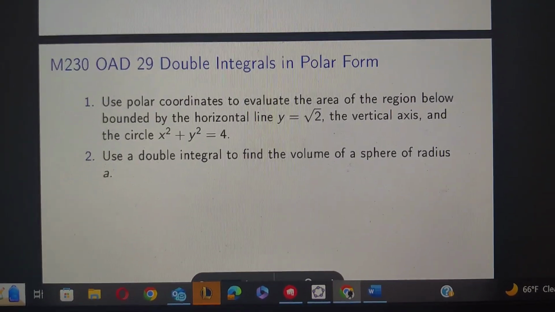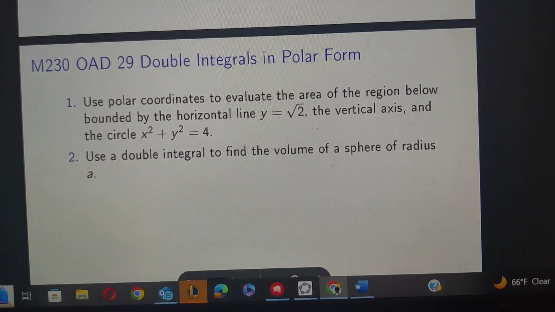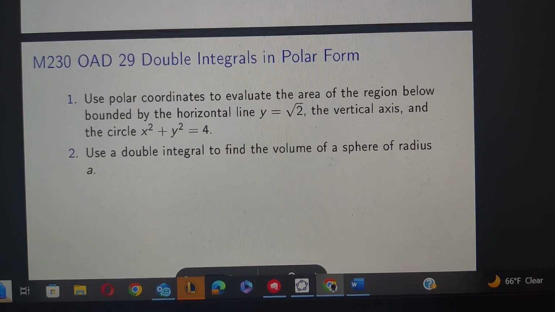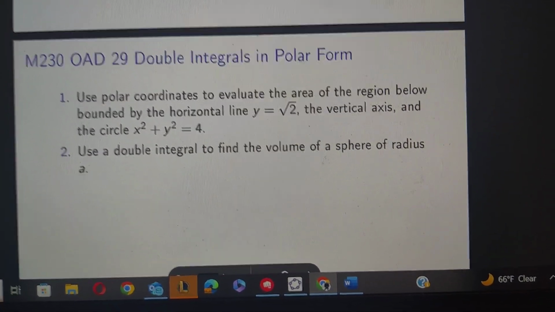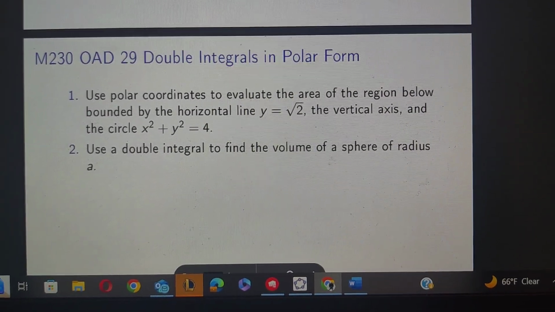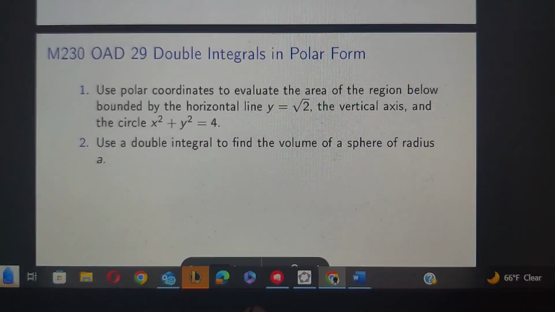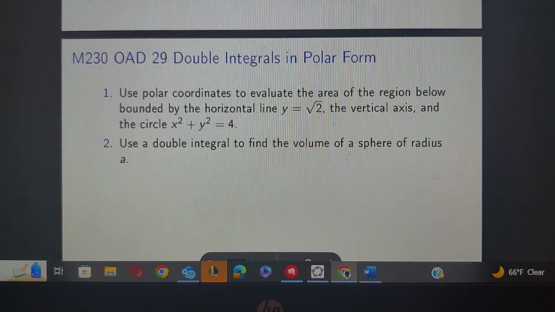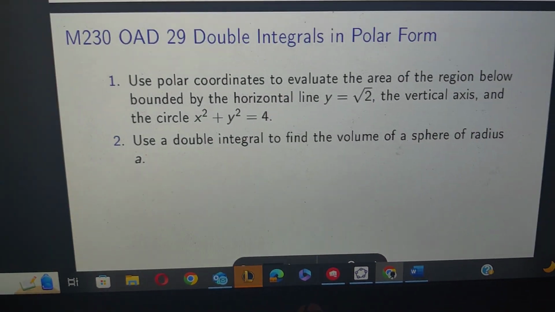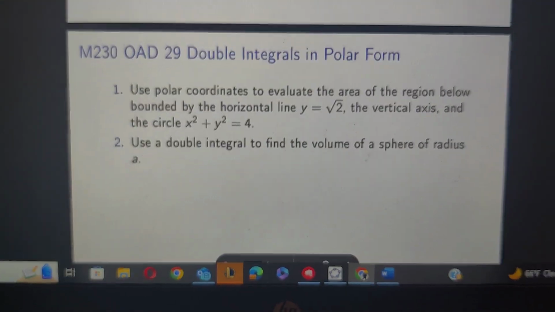Hey guys, I'm doing day 29, which is on double integrals in polar form. Specifically, we're going to find the area and volume with equations, set them in polar form, and find the area and volume of them. So this will be of like dr d theta kind of thing with double integrals.